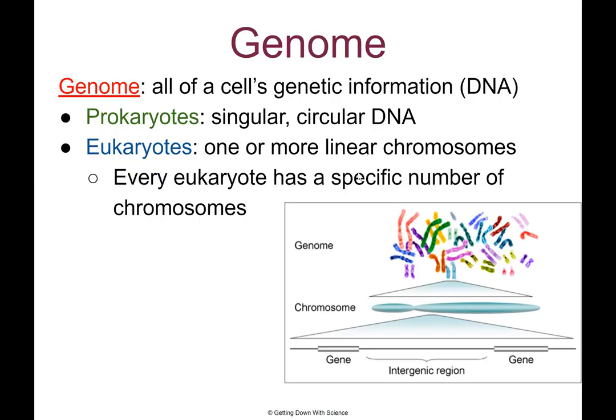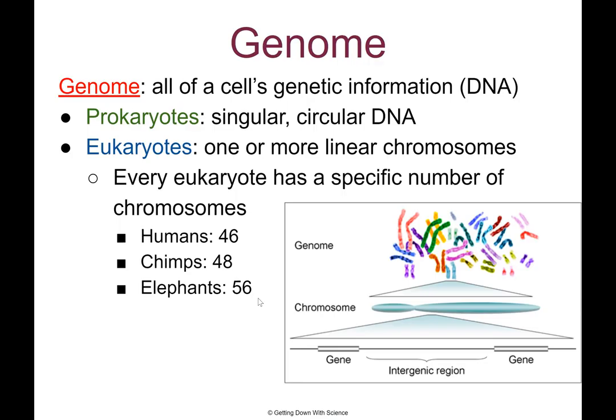Every eukaryote has a specific number of chromosomes that will be found in every member of that species. For humans, that's 46: 23 pairs, total of 46 chromosomes. If there's an extra chromosome, it can lead to issues. For example, Down syndrome is caused by trisomy 21, meaning there are 3 instead of 2, an extra chromosome number 21. So you can see how not maintaining that specific number of chromosomes can cause problems. Chimps have 48. Elephants have 56.